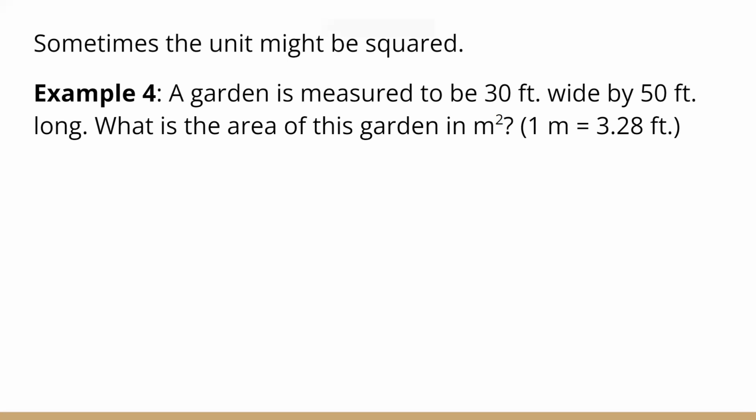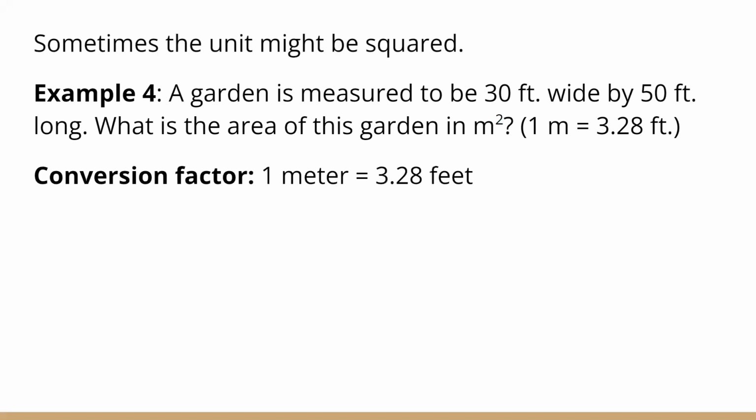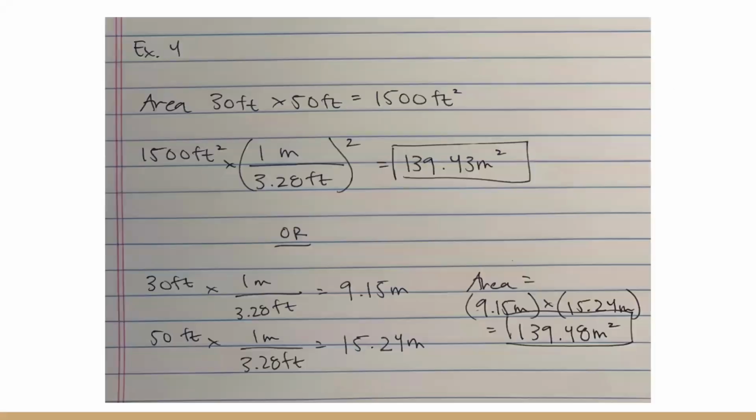A garden is measured to be 30 feet wide by 50 feet long. What is the area of this garden in meters squared? So 1 meter is equal to 3.28 feet. So your conversion factor is 1 meter to 3.28 feet.